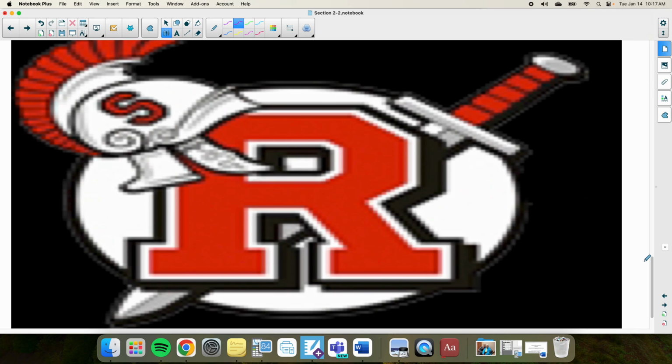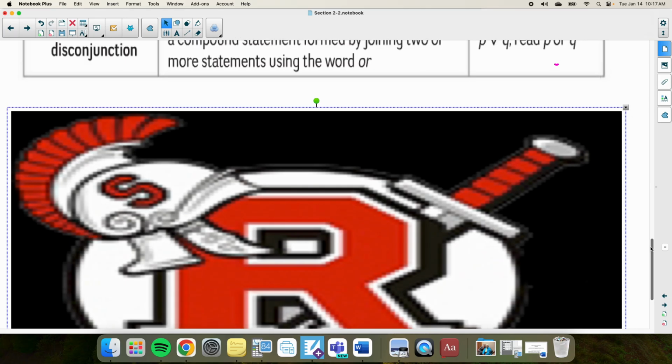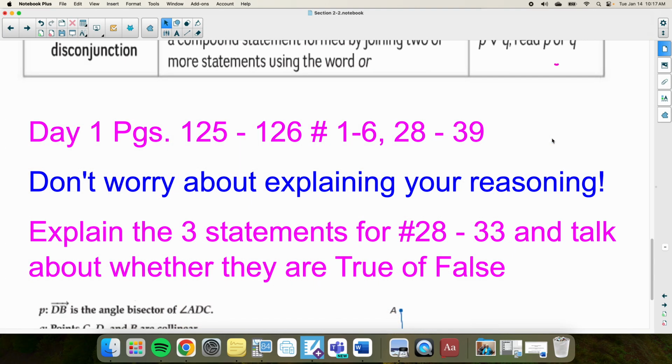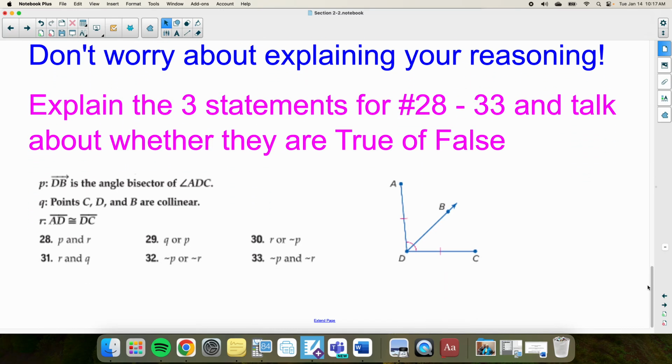So your assignment today, this is really big. Okay. So here is your assignment. Don't worry about explaining your reasoning. And then before you copy that, I just want to go through what these statements are for this. So this is 28 through 33. Let's just go through whether these are true or false.